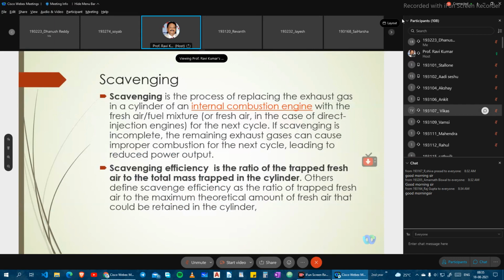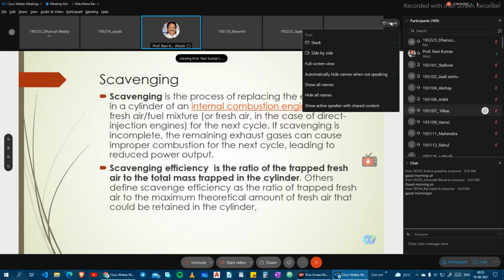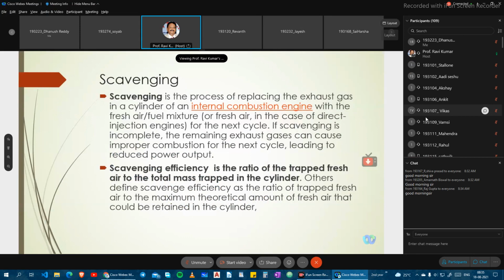Basically, whether the fuel is diesel or petrol, the total fuel will not be burnt. Only partial fuel will burn and the rest will be unburnt hydrocarbons, and a lot of exhaust will be left over. Cleaning the exhaust is the process where the exhaust gases are removed and fresh air is injected inside the cylinder. That is the major thing.